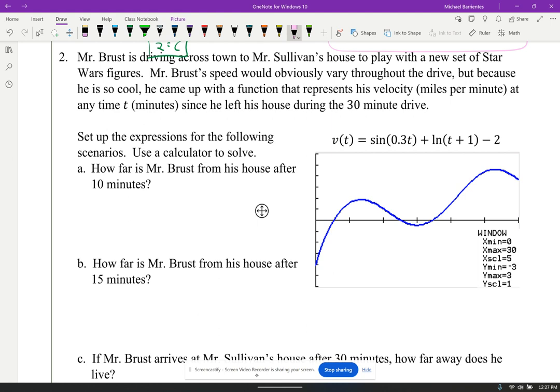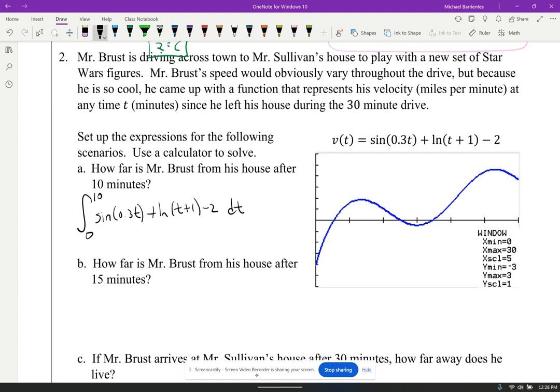Let's see what they're asking us for. Set up expressions for the following scenarios and then use a calculator to solve. How far is Mr. Brust from his house after 10 minutes? To figure that out, we're going to take the velocity function and take the integral from 0 to 10 of sine of 0.3t plus the natural log of t plus 1 minus 2 dt.